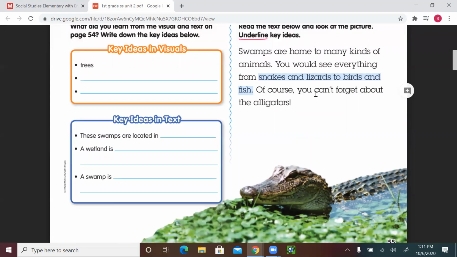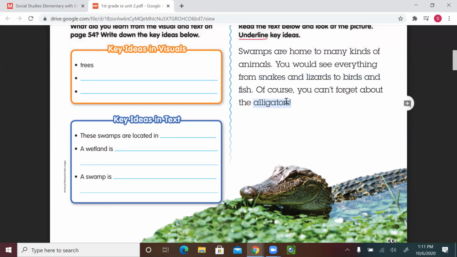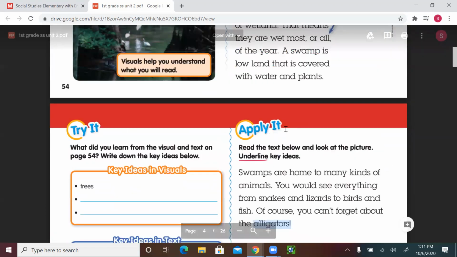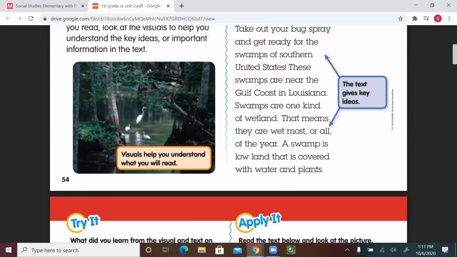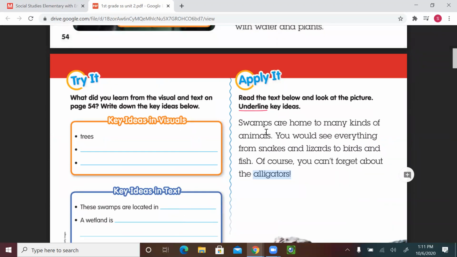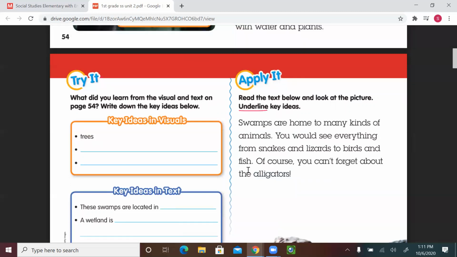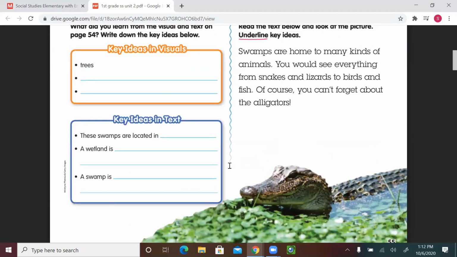And then also, of course, you can't forget about, you got it, the alligators. And I see clearly the picture for the alligator. So I'm going to underline here because you're using information from this picture that you see, the alligator, and from this picture up there. So you can see birds and trees and all that. So using these 2 pictures, try to underline the ideas that clearly help you to understand the text and relate the text to the picture. All right, so we'll stop on page 55.